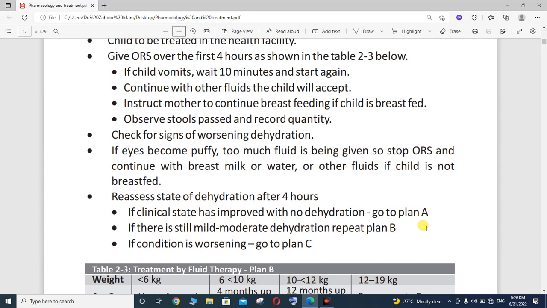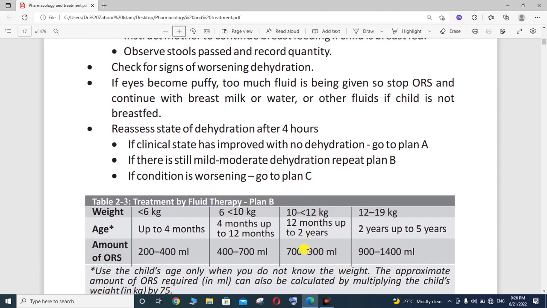Plan A will be discussed, inshallah, in my upcoming lectures. If there is still mild to moderate dehydration, repeat plan B. If the condition is worsening, then go to plan C. Now, what is treatment by fluid therapy?